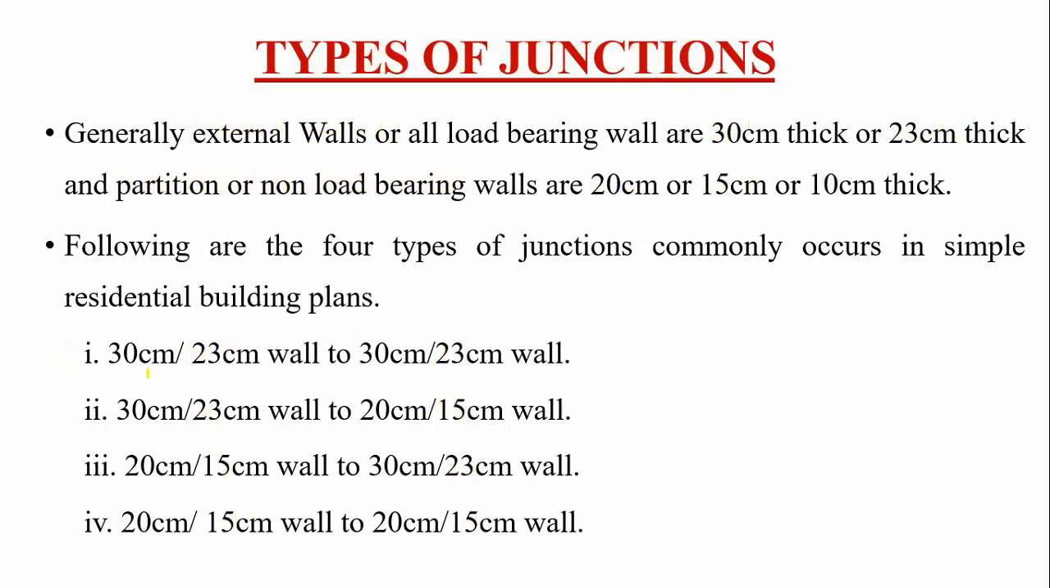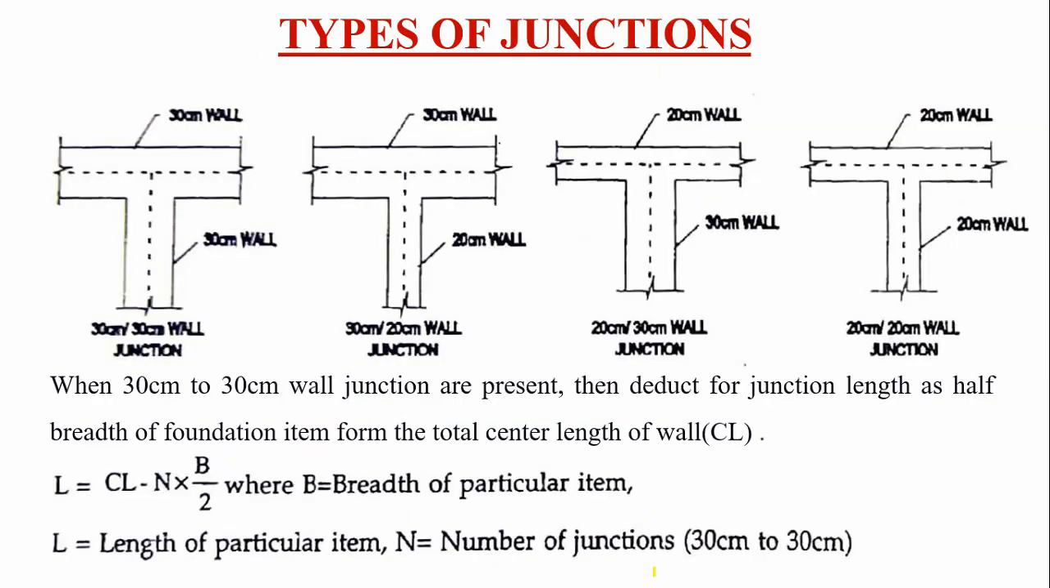Or you may have 30 by 30, 30 by 20, or 20 by 30, or 20 by 20. Generally we will come across these types of junctions. So this is the figure showing the common types of junctions which we will come across. If you see this first figure, this is a 30 centimeter wall and this is another 30 centimeter wall, right?